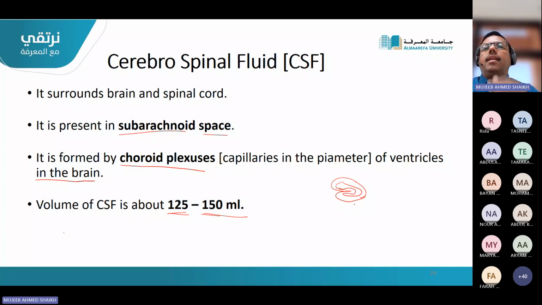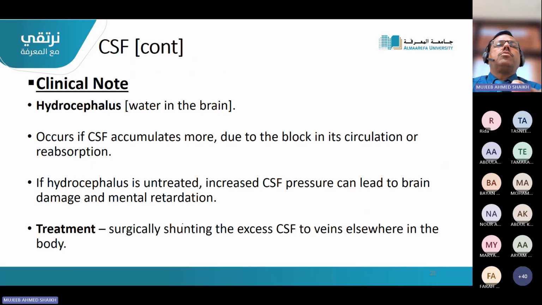This is called a ventricle, and this ventricle is connected to the space below also. So there are the lateral ventricles, the third ventricle, and the fourth ventricle. It will be placed here also, some subspaces here. So a total of about 125 to 150 ml of fluid is present around the brain and the spinal cord. This is cerebrospinal fluid.